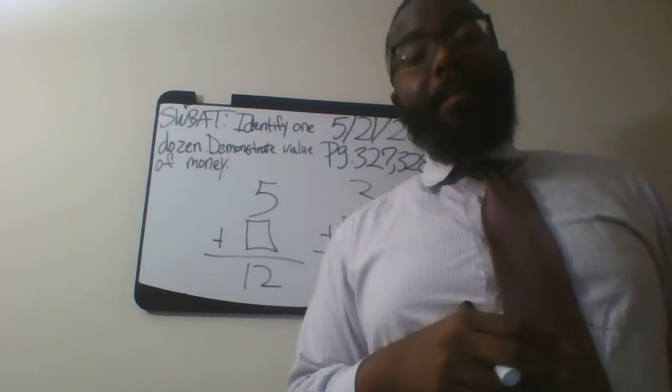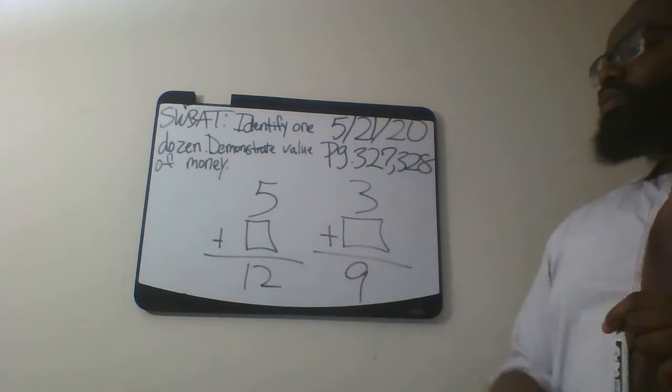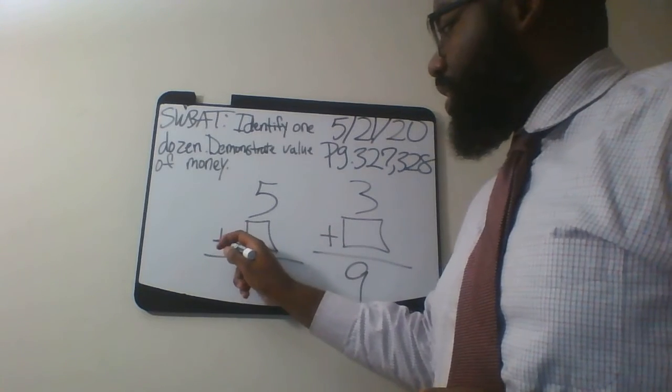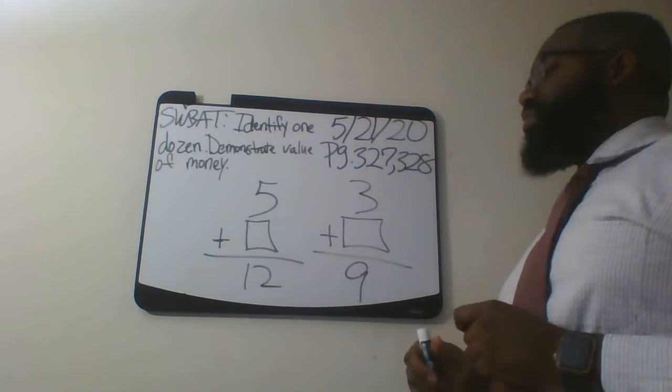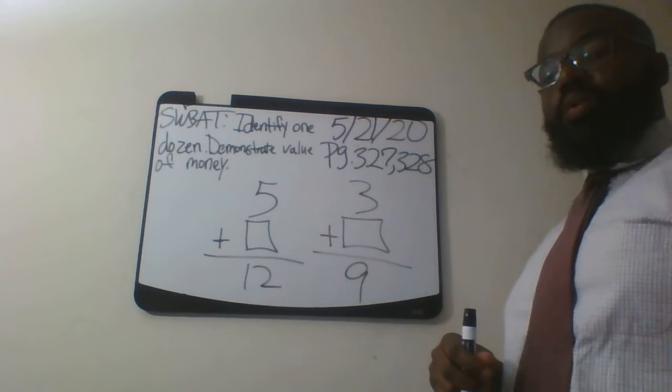It says, write the missing numbers. Notice I put two examples here on the board. So, let's begin with the first one. 5 plus what number equals 12? Fix my plus sign. There we go. Much better. 5 plus what number will give you 12? What do you think?